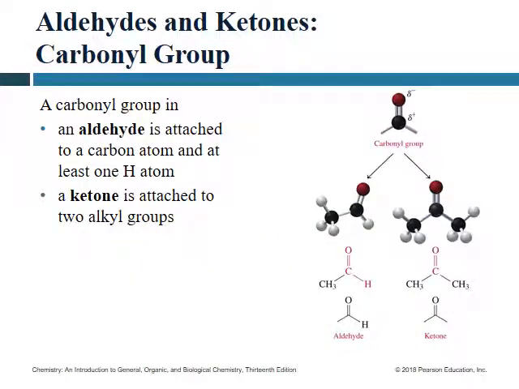Okay, so like it shows you here, an aldehyde is CHO, and a ketone would have two carbons attached to this carbonyl group. So how could you recognize it? Basically, whenever you see CHO, it's an aldehyde. Whenever you see a carbonyl with two other carbons, that's a ketone.